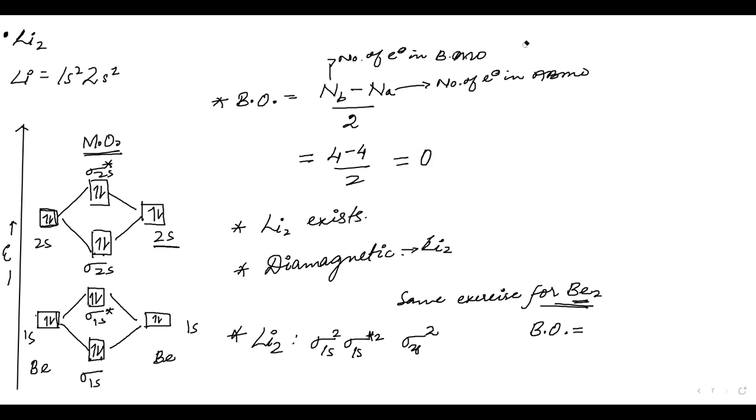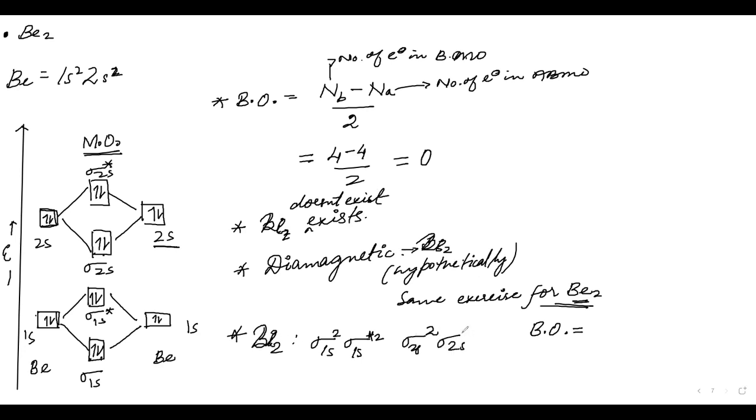Okay. Then what will I say? Does Be2 exist? No, sir. It does not exist. Be2 does not exist. And it will also be diamagnetic, hypothetically or theoretically. Okay. Now here for Be2, this will also be sigma 2s, sigma star 2s.